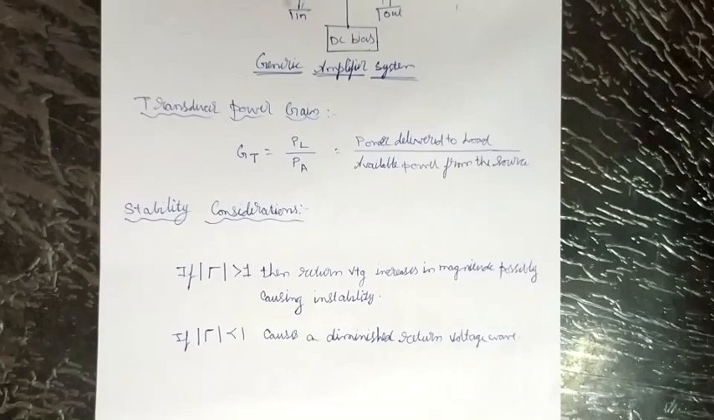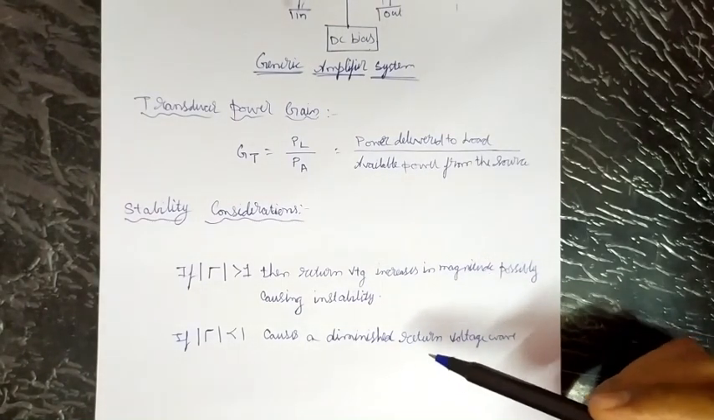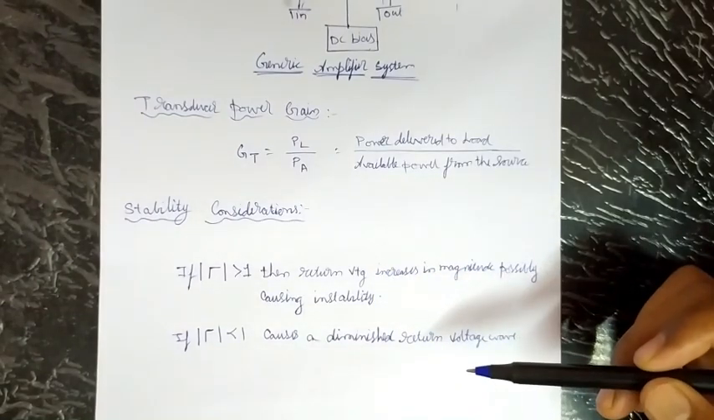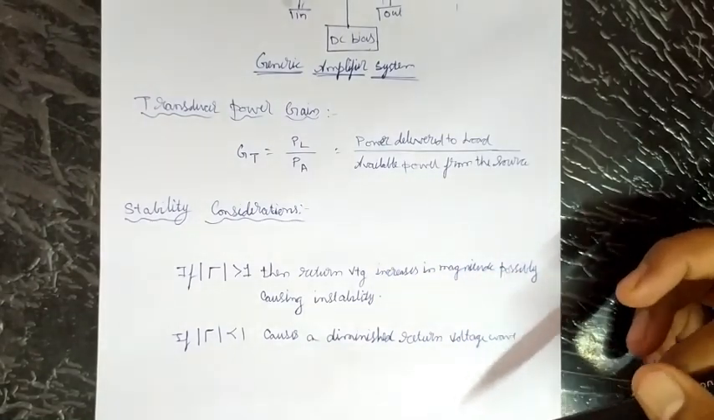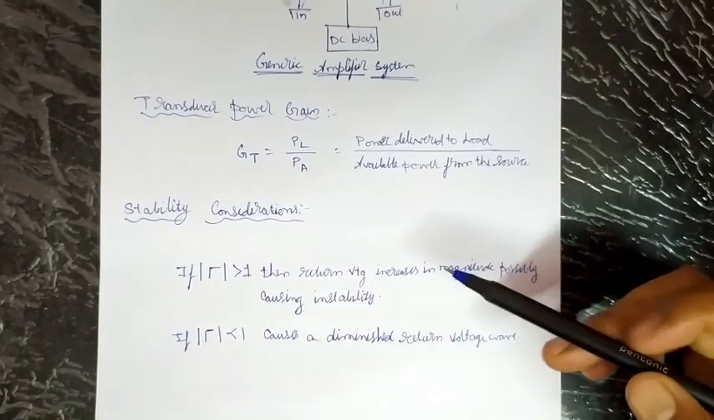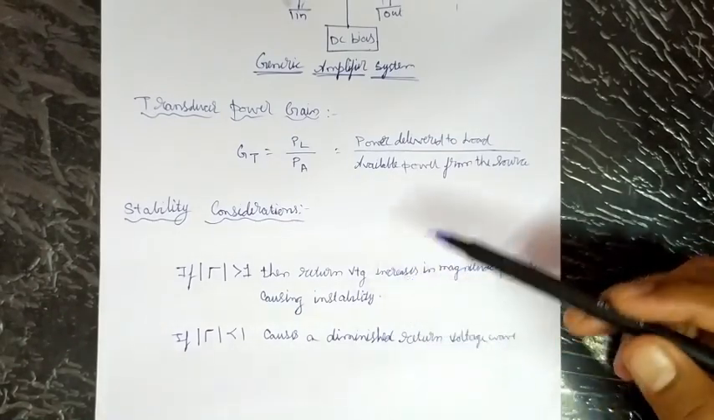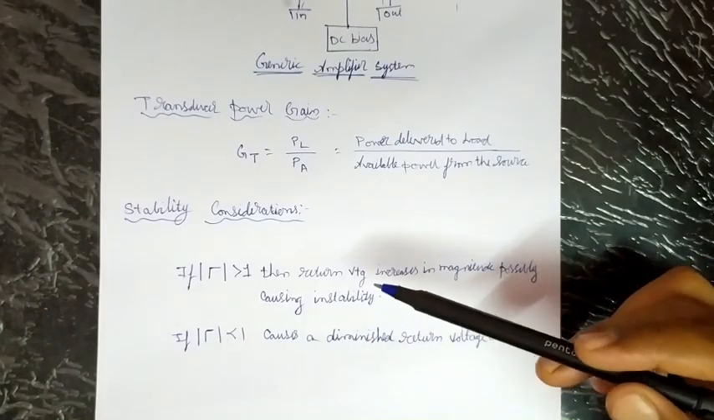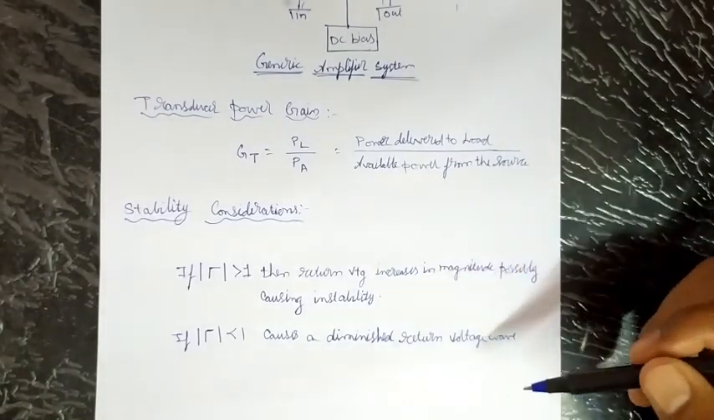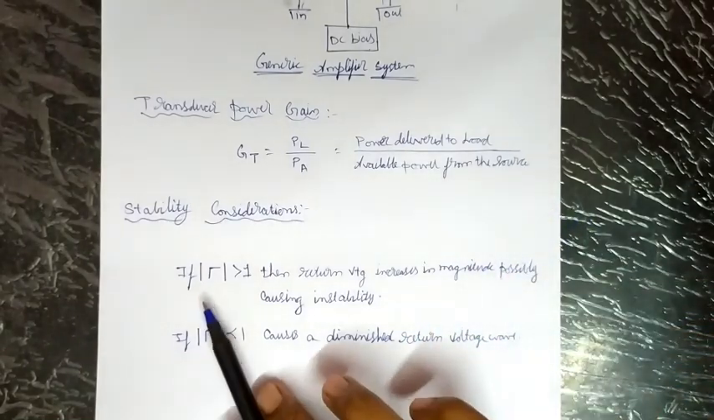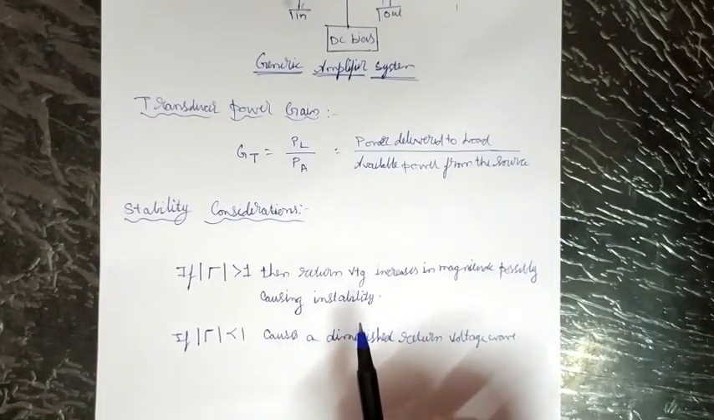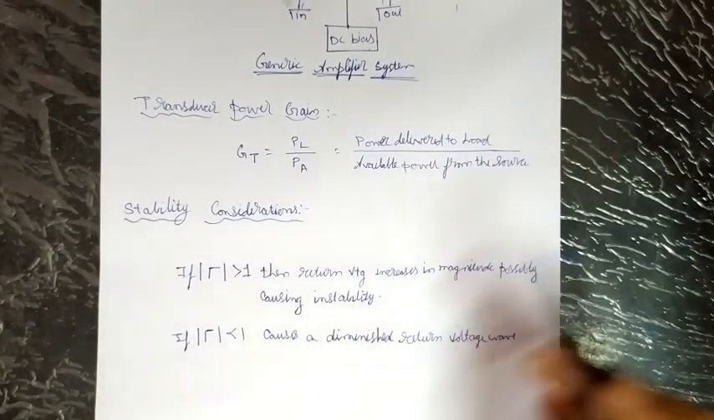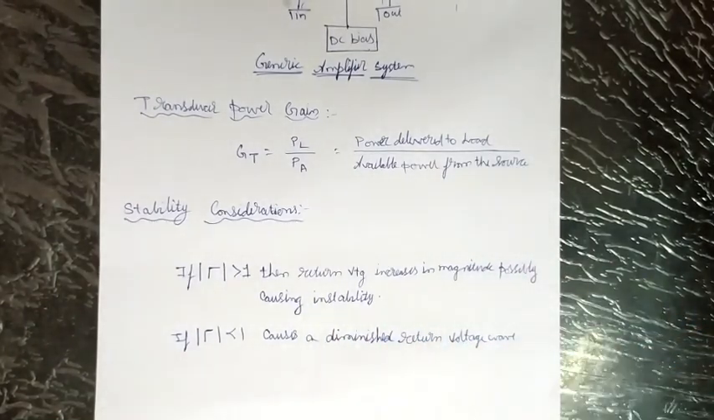So the next topic is stability considerations. In the stability considerations, an amplifier circuit must be stable over the entire frequency range. RF circuits tend to oscillate depending on operating frequencies and termination. The phenomenon of oscillations can be understood in the context of voltage waves along the transmission line. If the reflection coefficient magnitude is greater than 1, then the voltage magnitude increases, possibly causing instability. Where it is less than 1, it causes a diminished return voltage.